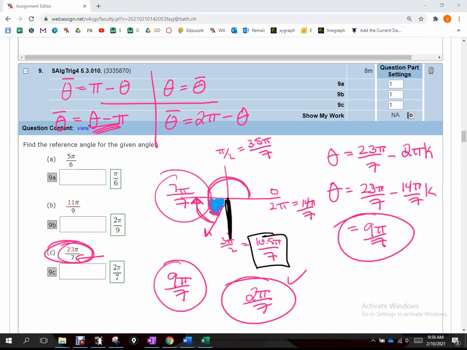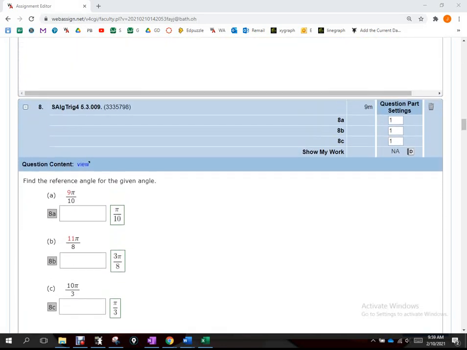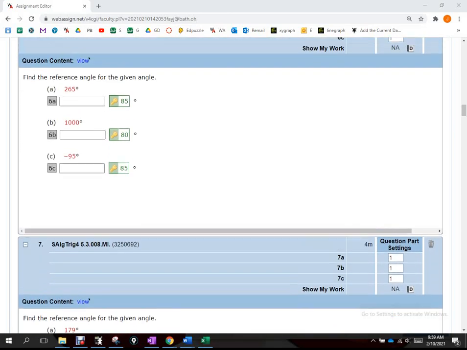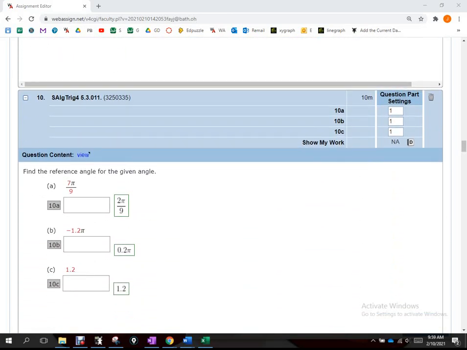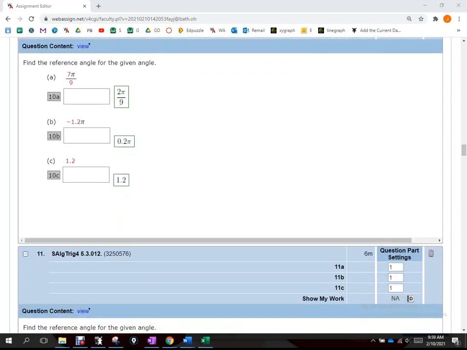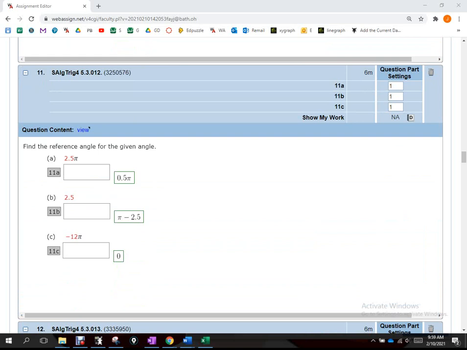There was one on there. I know somebody asked me yesterday at the end of the third period. It was talking about reference angles. Maybe it's question 10. Yes. Now okay, let's do question 11 real quick. Same idea as 10.